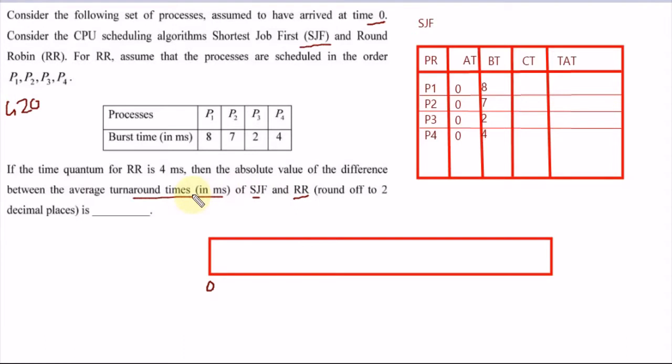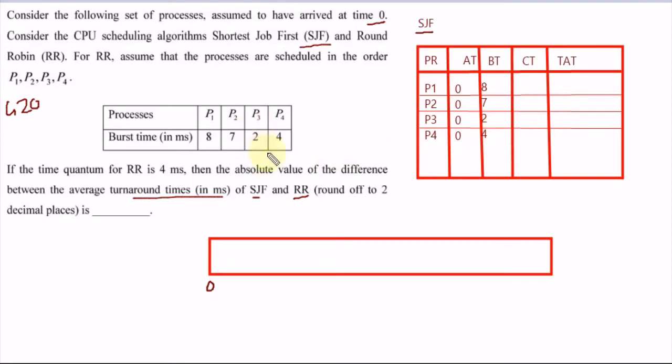First we are going to solve for shortest job first. These are our processes, the arrival times are all 0, and this is our burst time: 8, 7, 2 and 4. Now we need to make the Gantt chart for shortest job first. Arrival time of all the processes is 0, so all the processes are available at time 0, and that's why the shortest job will be scheduled first.